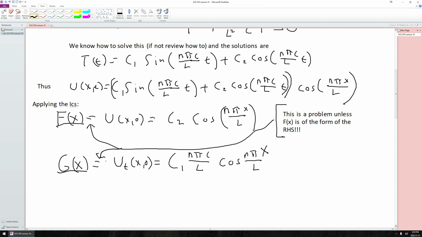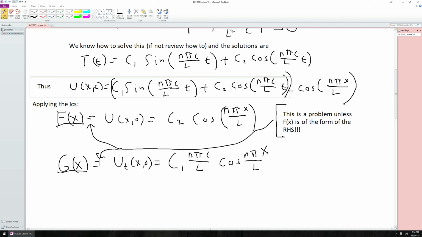Okay, so if it turns out that these functions f and g satisfy these conditions here for some value of c1, c2, and n, then all I have to do is pick those values of c1, c2, and n, and then just plug them into this expression up here, and then I get a solution. But if that's not true, then I have to do something else.